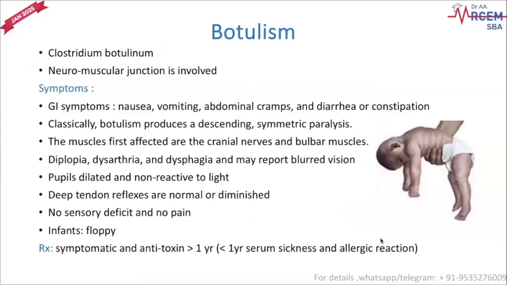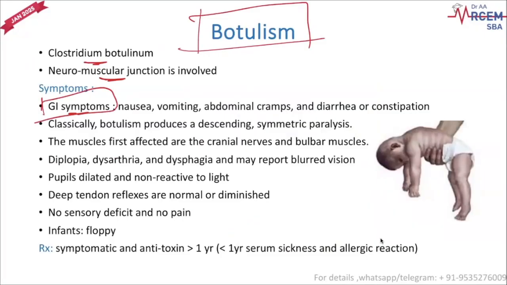Botulism. What happens here? It is a Clostridium botulinum infection that affects the neuromuscular junction. Another neuromuscular junction disorder we'll be studying today is myasthenia gravis. Botulism is also important because it has appeared in the past and can appear for you also in the exam. Initial symptoms are very non-specific GI symptoms like nausea, vomiting, diarrhea, abdominal cramps. It will not be helpful, just remember that initially GI symptoms will be presenting.